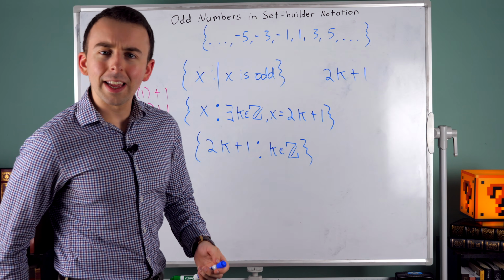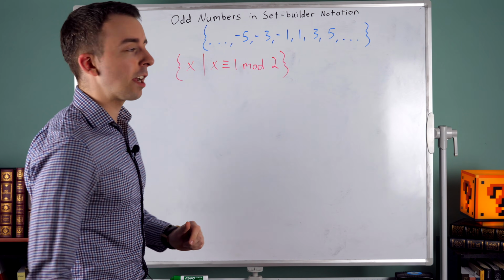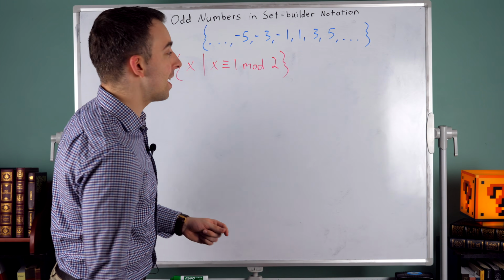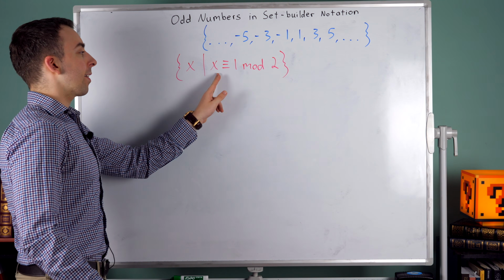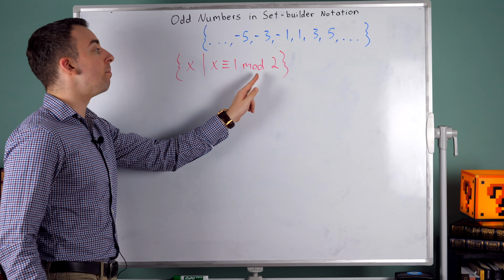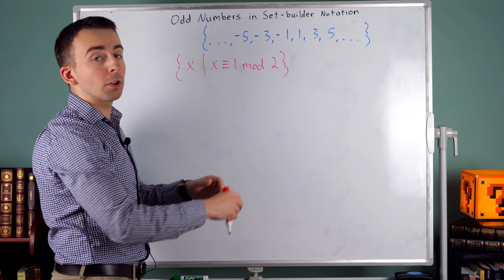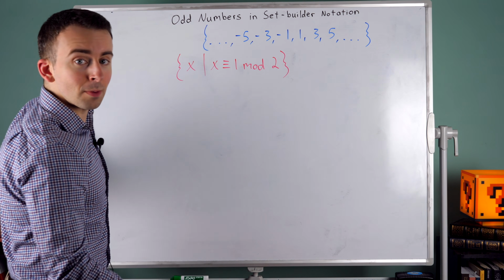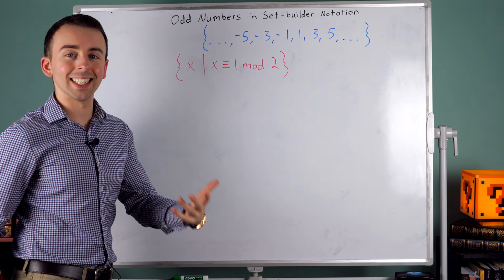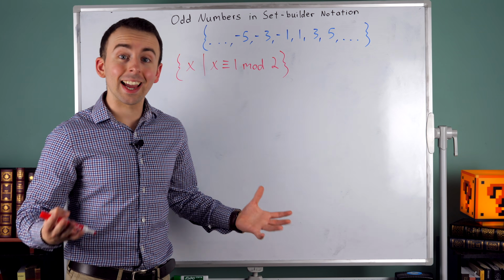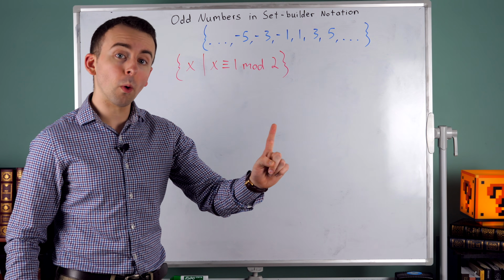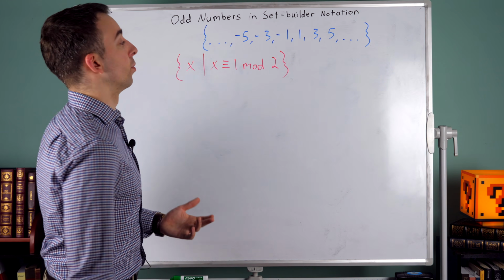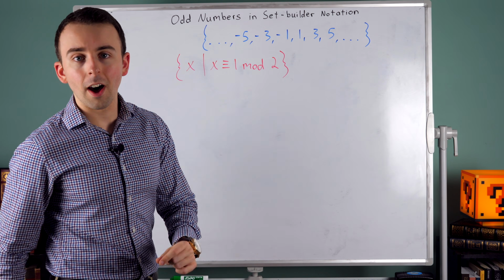Let's see another way. If you're familiar with modular congruence, here's another nice way we could represent the set of all odd numbers. We take all numbers x that are congruent to 1 mod 2. This modular congruence statement just means that when x is divided by 2, there is a remainder of 1 left over, which gets right back to that idea of an odd number. It's 1 more than a multiple of 2. So if you divide it by 2, you're going to get a remainder of 1. So this will give us all the odd numbers.